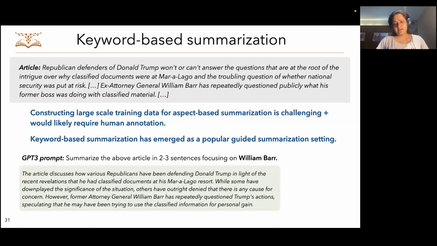Again, under this setting, we saw that GPT-3 does pretty well. William Barr was a minor entity in the context of this article, so it spent some time trying to contextualize it: the article discusses how various Republicans have been defending Donald Trump. Some have downplayed significance, some have outrightly denied it, but former attorney general William Barr has done this. So this was quite a nice positive example.